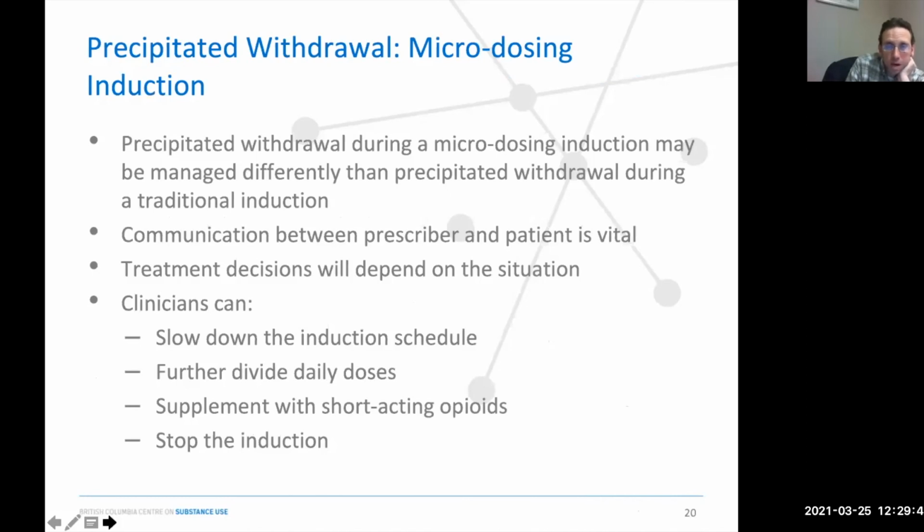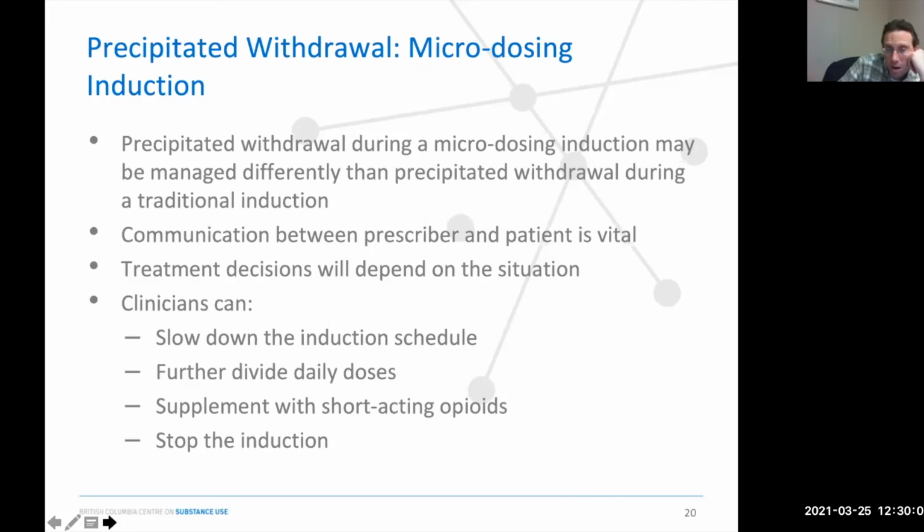Precipitated withdrawal or microdosing. Communication, treatment decisions will depend on the situation. So I already talked about this. Clinicians can slow down the induction schedule, further divide daily doses. You can, as usually a later resort, supplement with short-acting opioids, like give them a little bit of hydromorph or something.